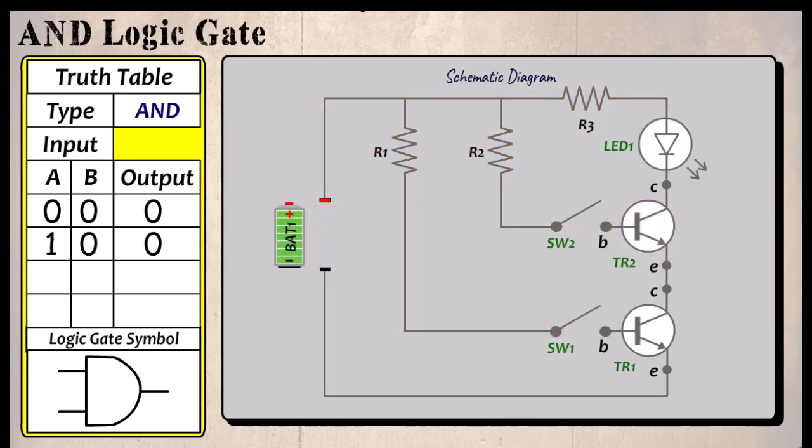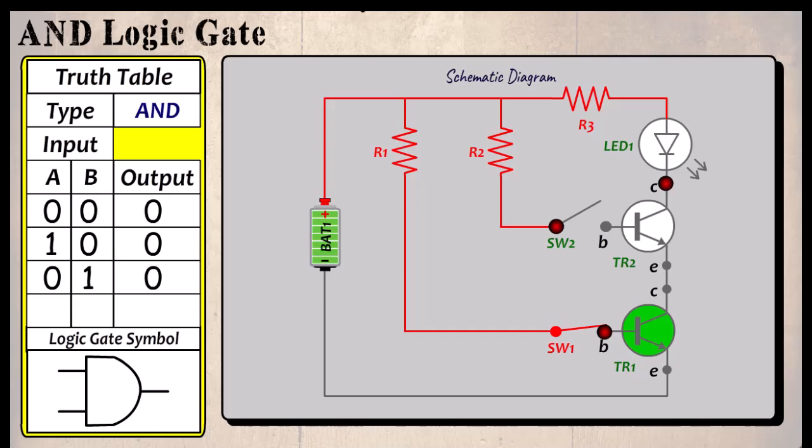Now we should close SW1. The current flows through R1 and the switch, turning TR1 on. Now current can flow between the collector and emitter of this transistor. It also travels through R2, but since SW2 is off, the transistor is not conductive, so a circuit cannot be made, and again the LED remains off. So when the input is 0 and 1, the output is 0.